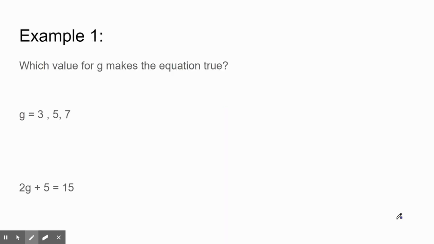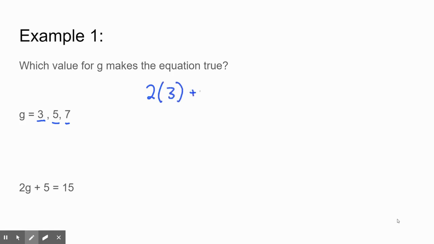So let's look at our first actual proper example. In this problem, we're asked to find which value for g makes the equation true. We've got 3 values of g that we can choose. We have 3, 5, and 7. We have our expression 2g plus 5 is equal to 15. Now, to do this, we are going to basically do what's called a brute force method. We're just going to plug things in. Sometimes you call this the guess and check method. A few different ways you can call this, but really all that we're going to do is pick one of our numbers and substitute it in as we've been doing. So let's start with the 3.